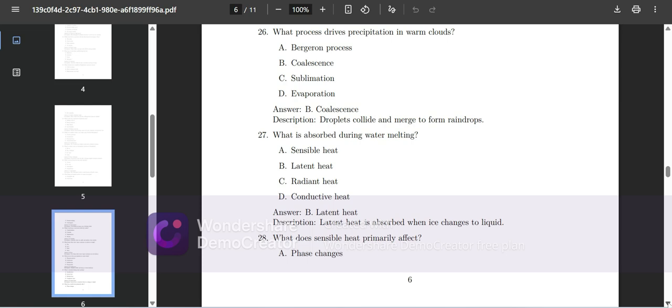What is absorbed during water melting? Latent heat.